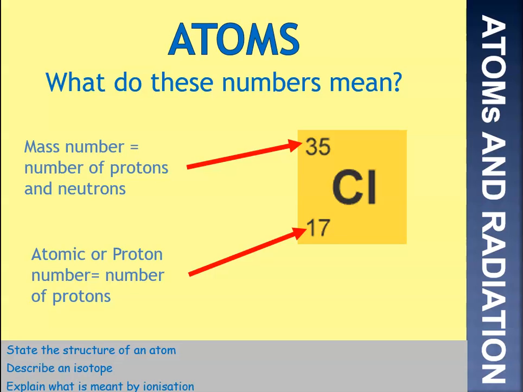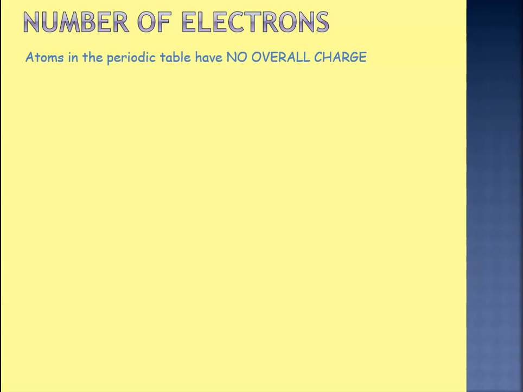Now they may flip over when you see different periodic tables. The atomic number might be on the top, or the mass number might be on the top. What you need to remember is the lowest number out of the two, that's always the atomic number. That is always the number of protons.